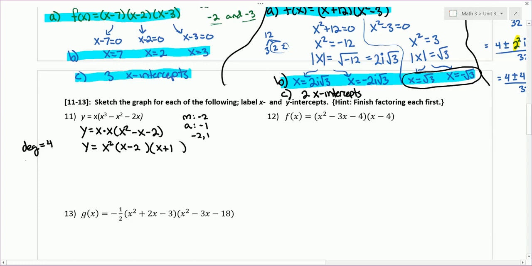The leading coefficient in this case is positive 1. So we have an even degree and a positive leading coefficient. So this tells us about our end behavior. Because the leading coefficient is positive, the right side of our graph is going to point up. And because the degree is even, the left side is going to point in the same direction. So both sides are pointing up.